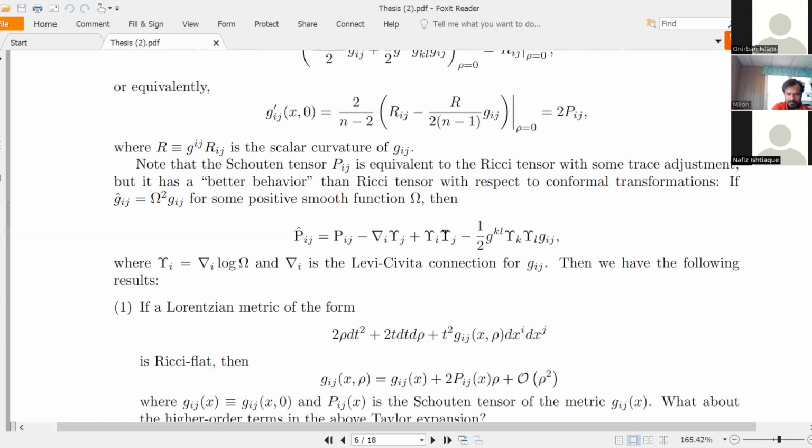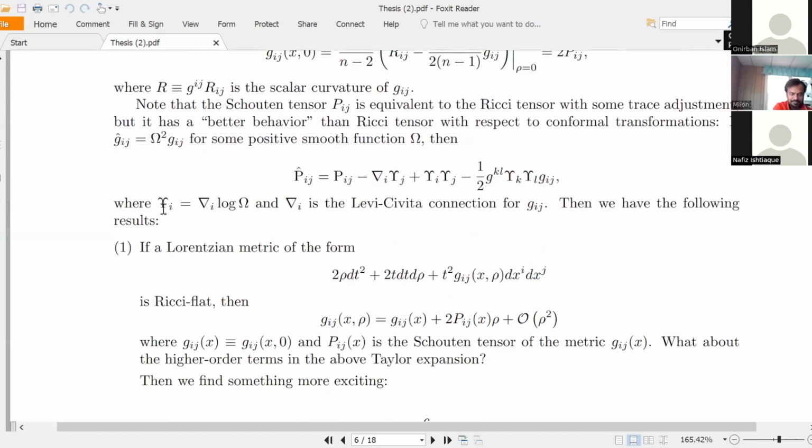And if you guys are familiar with twistor geometry, this is a very common term introduced by Roger Penrose. It's very common. I'm directly copying his notation. He says this guy is epsilon. Epsilon is the log covariant derivative of your function.